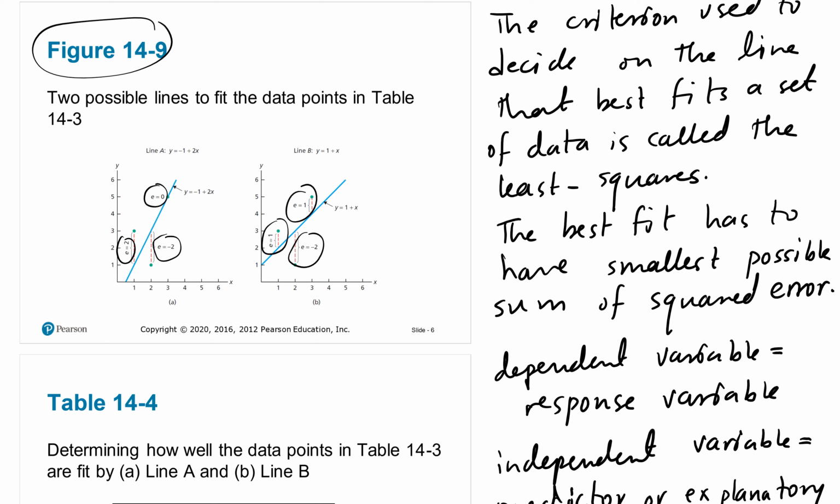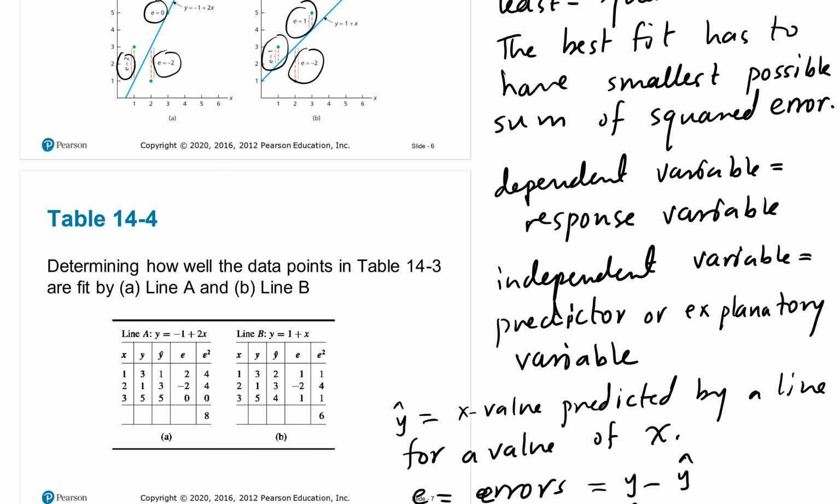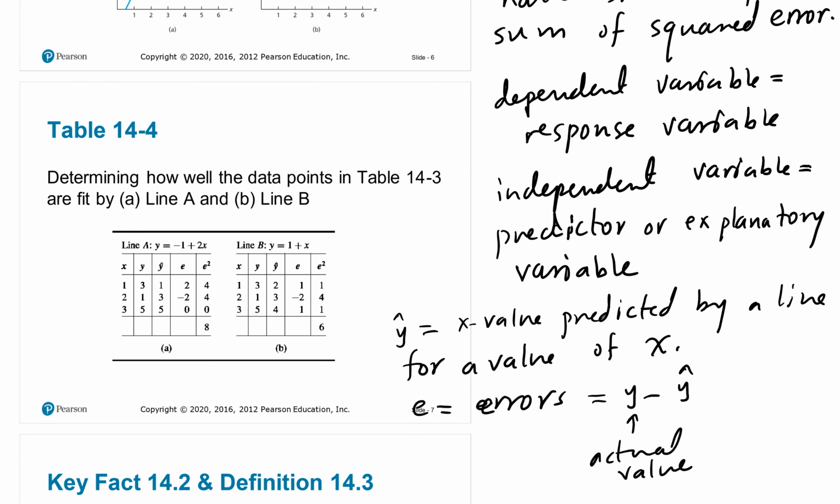Then I will show an example of what happens here, or which line could be a better best fit. To do so, let's introduce some new variables. The first variable is called y hat. The y hat gives me the y value predicted by a line for a value of x. So for any given value of x, you get the y hat. As I said earlier, when x is 20, we got the predicted value. That predicted value is the y hat. And y itself is the actual value. So if I want to find the error, I just take the actual value minus the predicted value. The y value could be less or bigger than the predicted value. That's why sometimes you get positives, sometimes you get negatives.